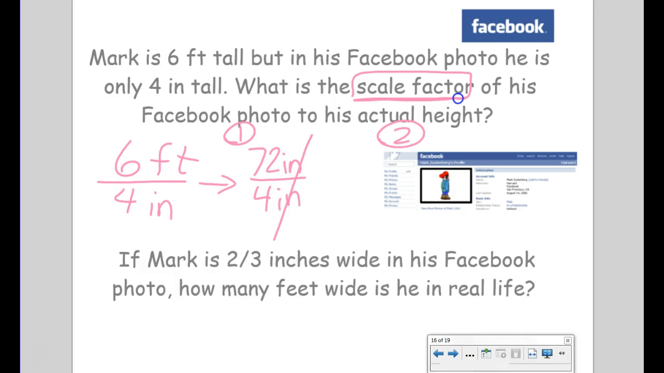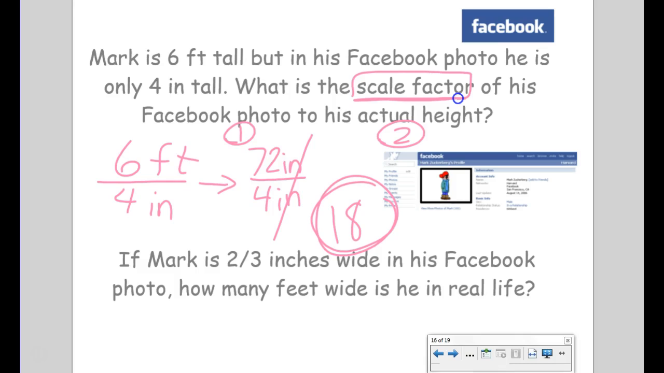Look at that. The inches will cancel. And I want you to reduce that fraction. 72 divided by 4. What's the scale factor? 18 times bigger in real life. You would need to blow that up 18 times larger to get a life-size photo of Mark. 18. Oh, scale factors do not have units. Units canceled. The scale factor is just 18.